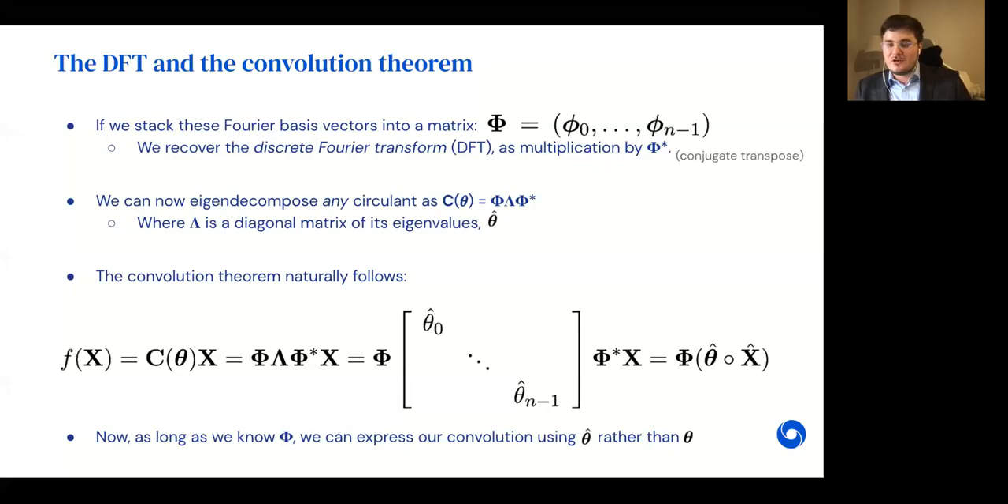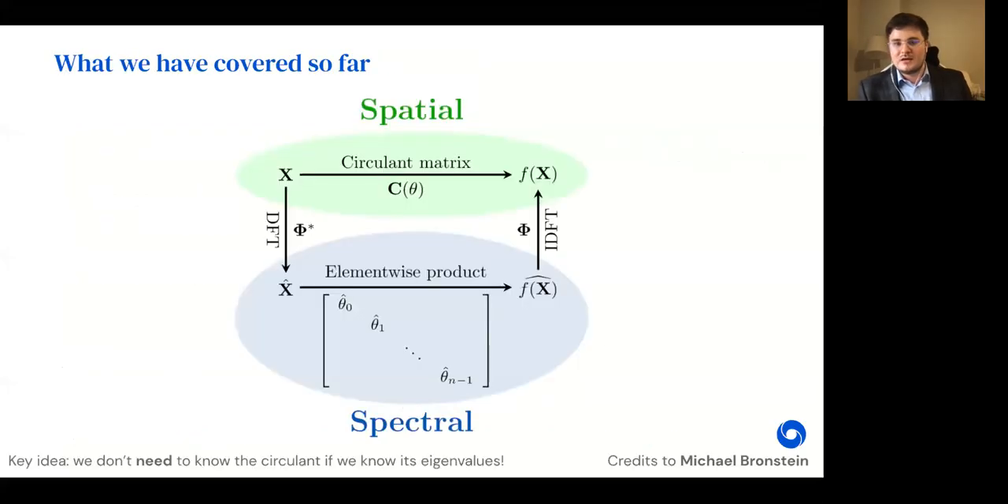One very important corollary of this is that as long as you know phi, these Fourier basis vectors, you can express your convolution just using its eigenvalues and not the actual parameters of the circulant. To summarize everything I've said so far, in the spatial domain, we might apply a convolution by applying a circulant matrix directly to the inputs X.